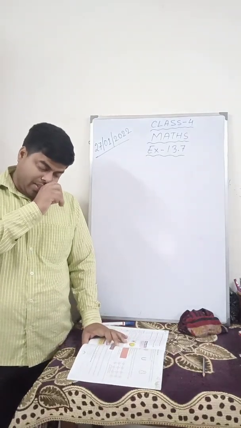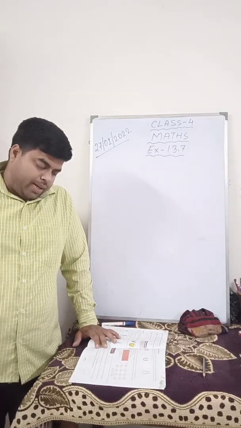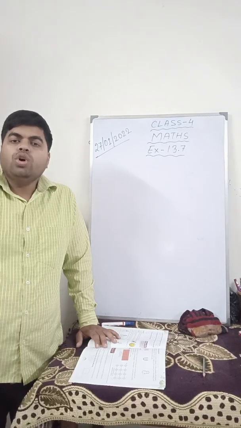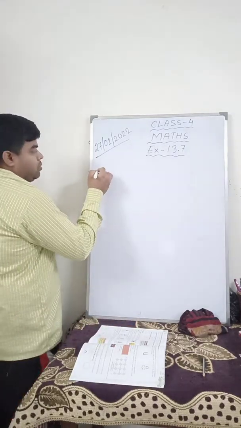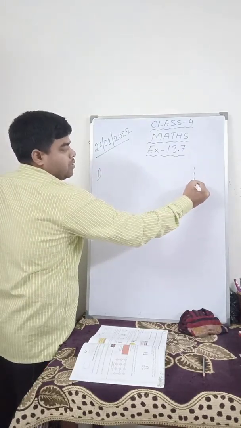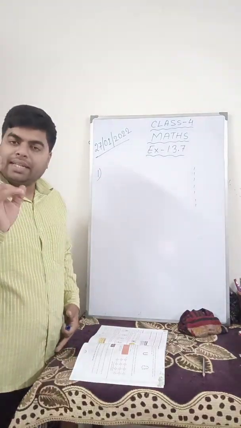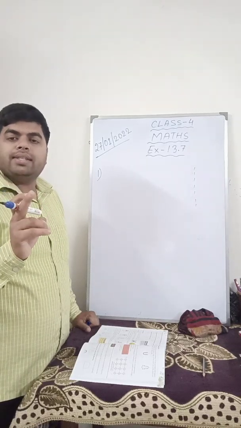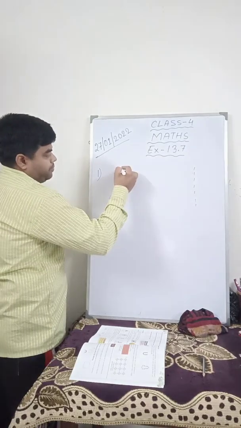In exercise 13.7, question number 1, they have said write all the capital letters of the English alphabet that are symmetrical about the vertical line. So you all know vertical line. Let me show you question number 1. They said vertical line will be your line of symmetry. So you have to write all the alphabets in capital letters which will have a vertical line as their line of symmetry. Let me write some alphabets side by side.